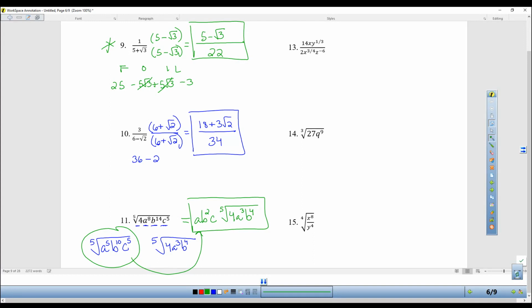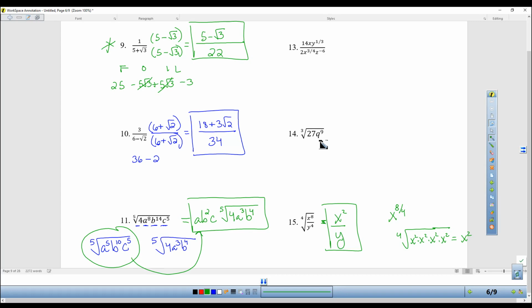I guess I'll go a little bit out of order here. I think I'll just scoot over to 15 and do the same thing. So if I'm taking the 4th root of x to the 8th, I can make that x squared. You can think of it as a fractional exponent. The 8 gets to stay an exponent and the 4 becomes a root. Or you can think of it as the 4th root of x squared times x squared times x squared times x squared. I have 4 x squareds, so the fourth root is x squared. Lots of different ways to think about it. I don't know which way is working for you. But the fourth root of y to the fourth is just y.